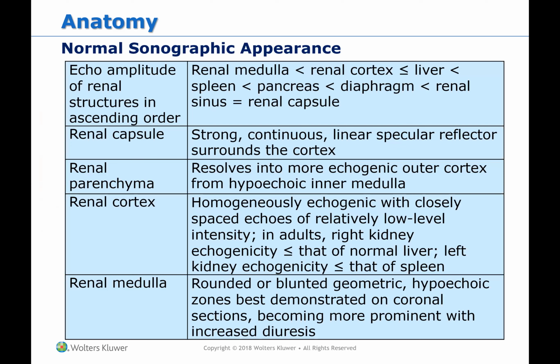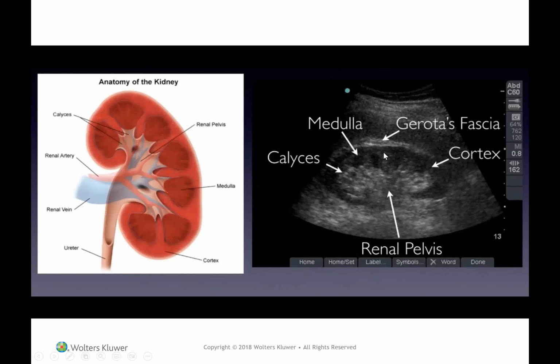The renal parenchyma resolves into more echogenic outer cortex from hypoechoic inner medulla. So what it's saying there is the medullas are the darkest part of the whole kidney. And then the cortex is more hyperechoic than that, but it's still pretty dark, right? Compared to the sinus or renal pelvis.